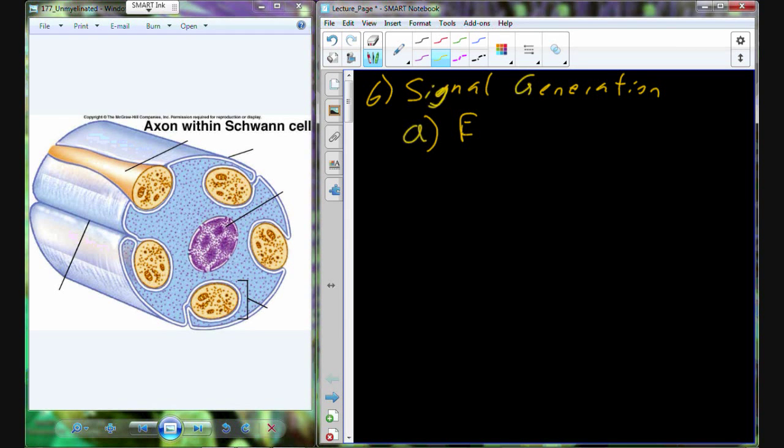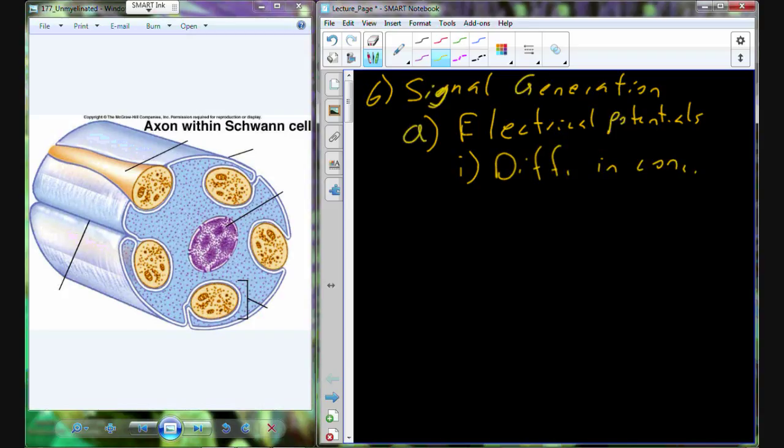So signal generation, this is the way that we generate electrical potentials. And electrical potentials are going to be a difference in concentration of electrically charged particles. A difference in concentration of electrically charged particles. And it has to really be across some sort of barrier.